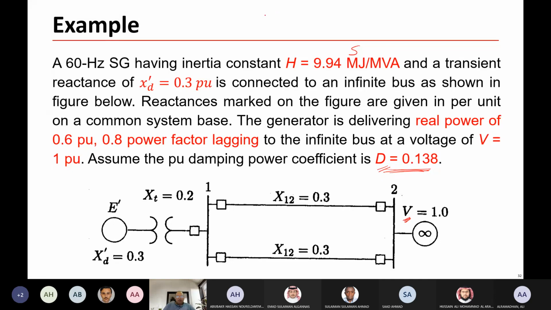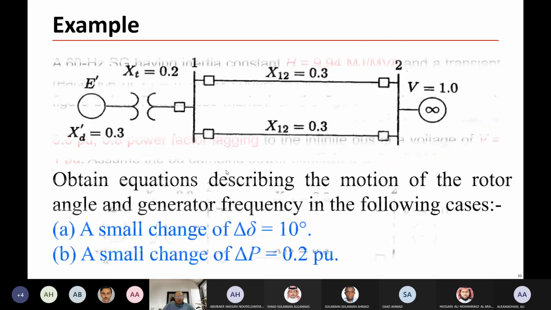This D appears in the swing equation. So you have here H over pi F0 d squared delta by dt squared equal to P mechanical minus P electrical, which is P max sine delta, minus D d delta by dt. So this is D, which is 0.138, and we consider here the damping. In the cases that we already considered before, there was no damping coefficient, but here there is a damping coefficient.